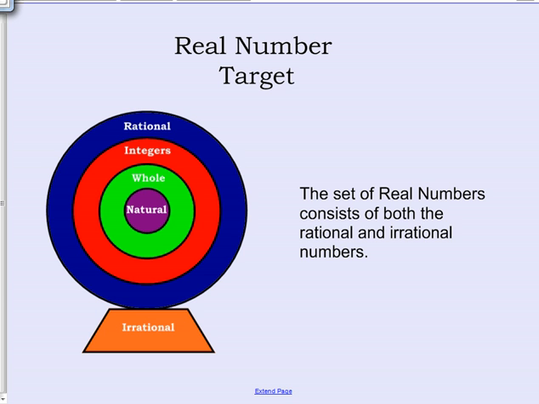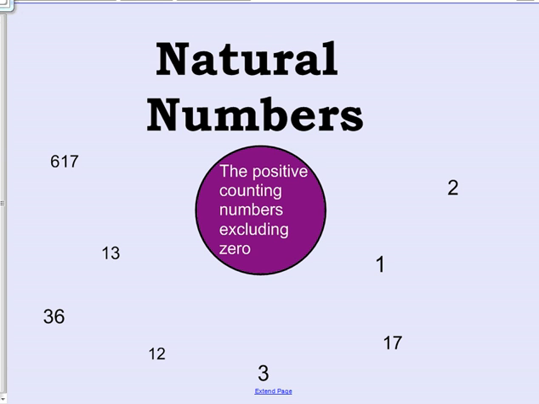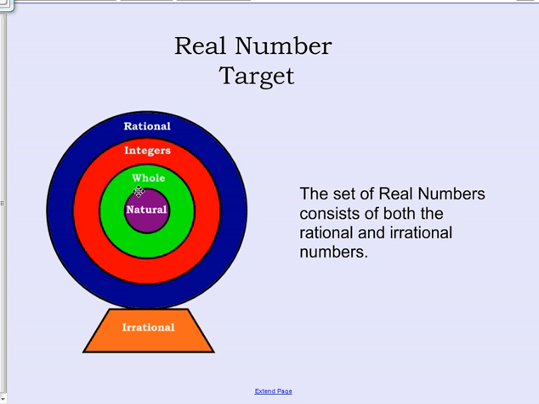The first type of number we're going to talk about are natural numbers. Natural numbers are the positive counting numbers excluding zero, okay? You do not include zero. So they're just numbers like 617, 3, 1, 2, things like that. All right? So going back to our target, that is natural numbers. So that is the smallest category.